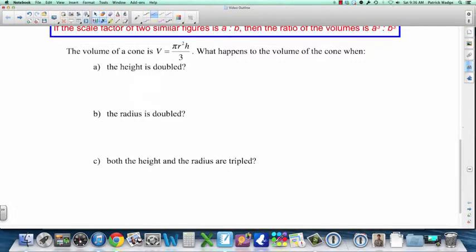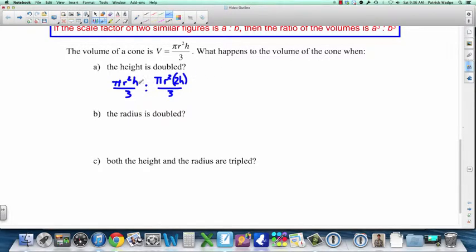So, originally, a cone has a volume of pi r squared h divided by 3. And we're going to compare that to what happens when you double the height. So if you double the height, well, pi is still pi, r squared is still r squared, but the height is doubled, so you wouldn't call it h anymore. Since we're doubling that amount, it would now be 2h. And you would still divide by 3.